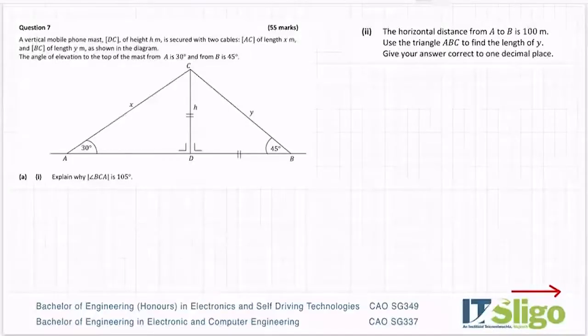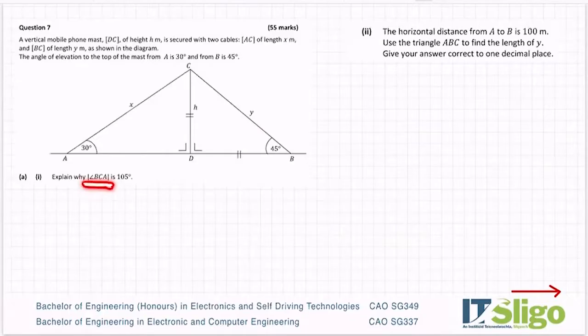Okay, question 7, 2020 paper 2. A vertical mobile phone mast, DC, of height H is secured with two cables, AC and BC. The angle of elevation to the top of the mast from A, so an angle of elevation is you looking up. It's like you started here and you've looked up, you've raised your eyes up that much. So the angle of elevation from A is 30 and the angle of elevation from B is 45. Explain why the angle BCA is 105, okay?